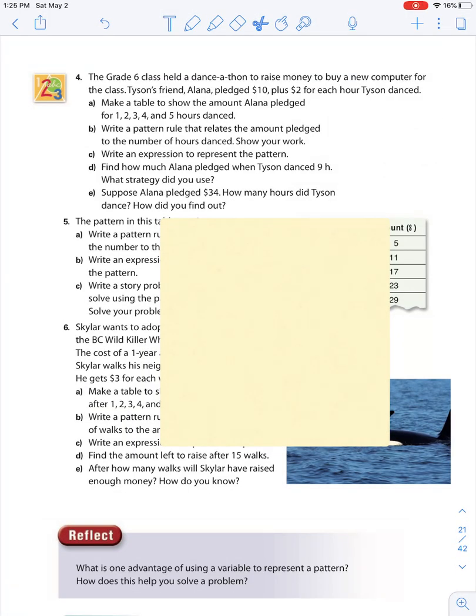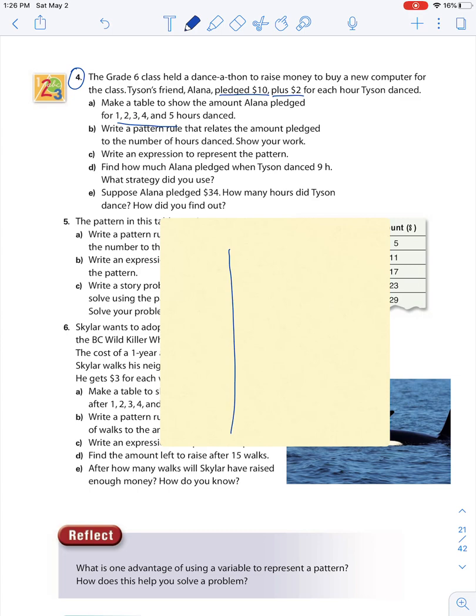Okay, first of all, we are going to go over the question that you were assigned on Thursday, in addition to the question that you had to do on Seesaw. So first of all, a grade 6 class held a dance-a-thon to raise money to buy a new computer for class. Tyson's friend Alana pledged $10 plus an extra $2 for each hour that Tyson danced. Make a table to show the amount that Alana pledged for 1 all the way to 5 hours.